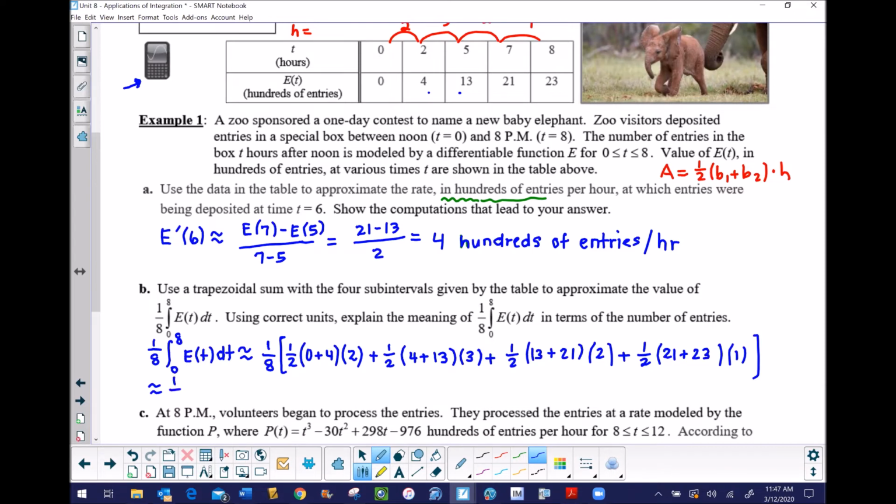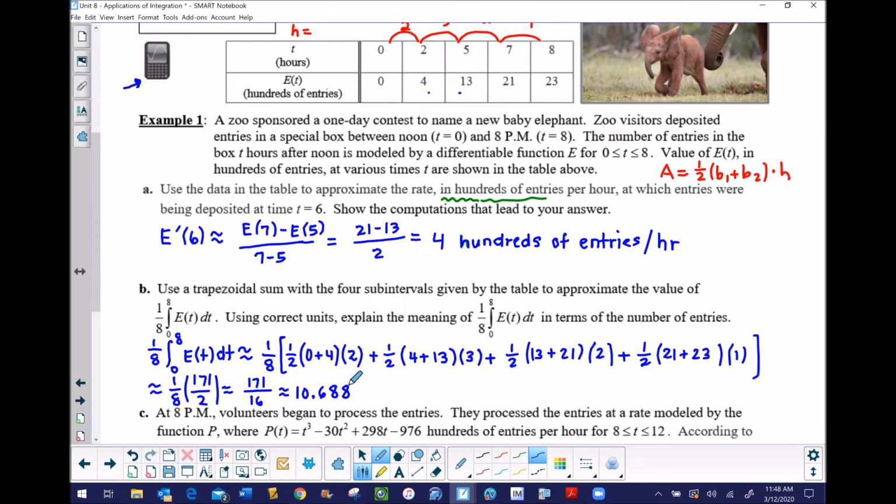So let's say that we push all of our buttons that we need to push, and we end up getting 171 all over 2. That's what it turns out to be, you guys. Okay, with that 1/8 still in front, which means that we end up with 171 over 16. Okay, if we choose to write this as a decimal, it's perfectly acceptable. That would be 10.688, right, if we type that in.